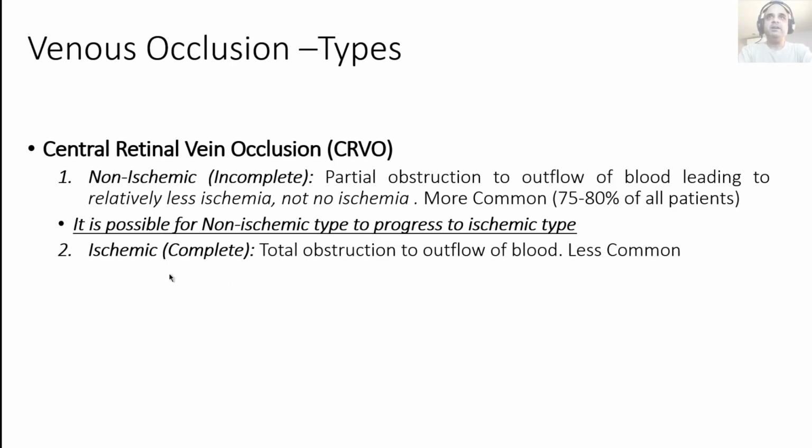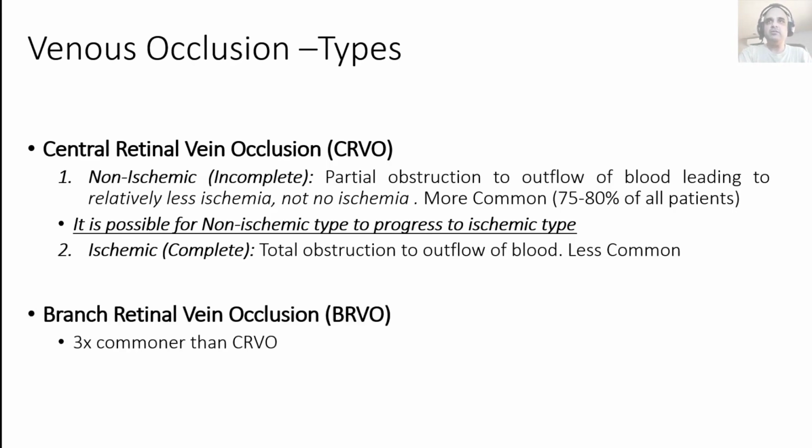And an ischemic variety is when you have total obstruction to outflow of blood. It is less common. And again, ischemia means more ischemia as compared to the non-ischemic variety. The branch retinal vein occlusion is 3 times more common than the central retinal vein occlusions, which is the other way around, since central retinal artery occlusion is more common than a branch retinal artery occlusion.